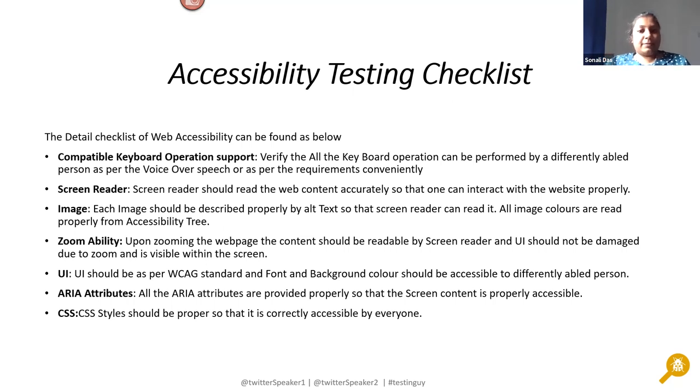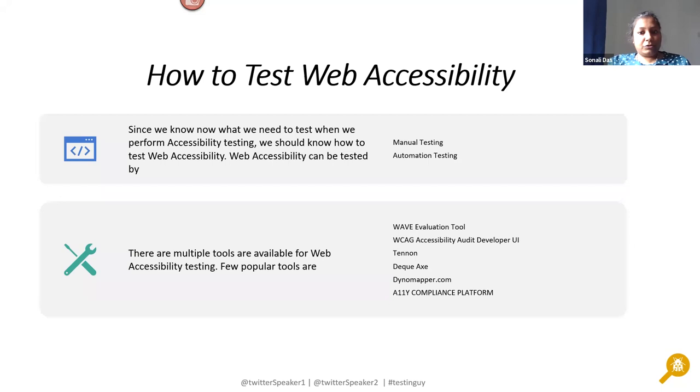Now we learned what web accessibility testing is, why it is important, and what we need to test. But how do we test it? What are the tools available which help us to test these things? Like any testing, web accessibility can be tested both manually and through automation. There are many tools, but to name some, I have given Web Evaluation, WCAG, Accessibility Audit, Developer UI, Tenon, DQX, Dyno Mapper, Ali compliance platform, and Site Improve. There are many others; I just named a few.